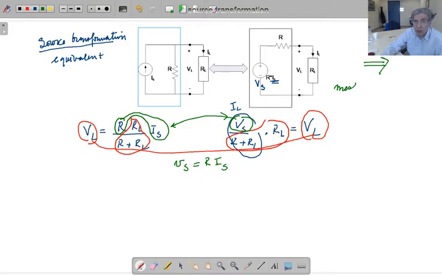Mesh is reduced by 1 after source transformation.